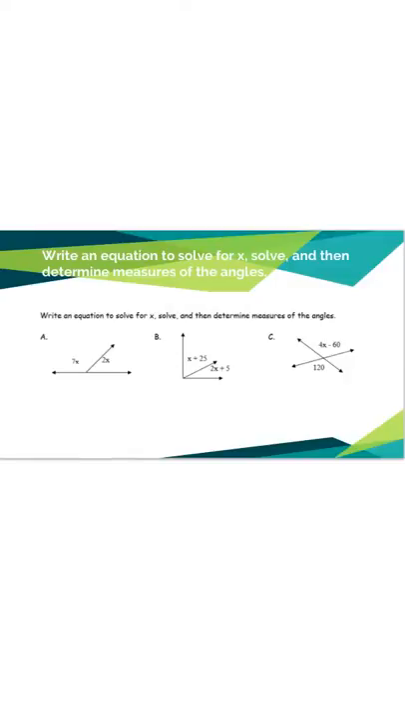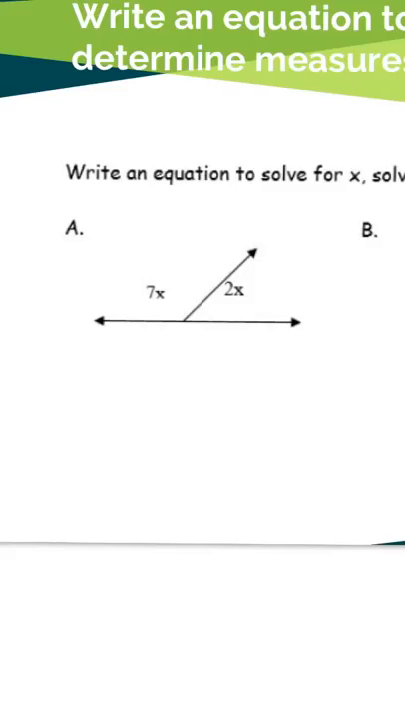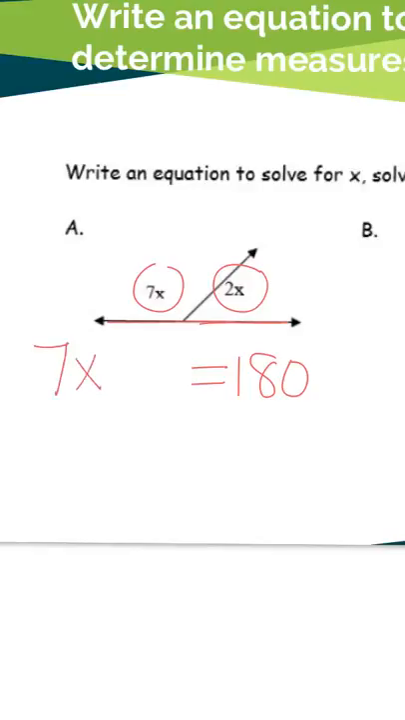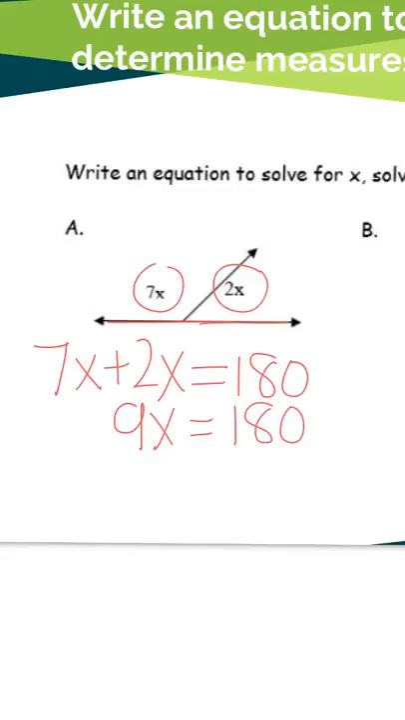Now let's write an equation to solve for X, then we're going to solve, and then we'll determine the measures of the angles. First, let's write an equation. We see that this line is a straight line, so it's going to equal 180 degrees. And we know that 7x plus 2x will equal that. So we'll write 7x plus 2x. Now let's solve. 7x plus 2x is 9x. We bring down our equals 180 degrees. To get rid of the 9 that's being multiplied times the x, we need to divide by 9. That will cancel out the 9's and leave x equals 20 degrees.